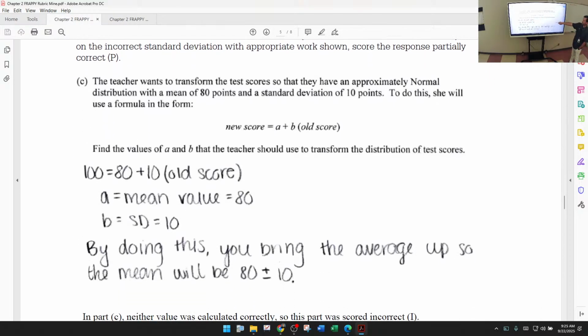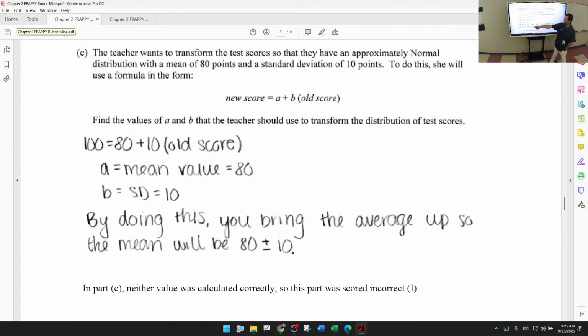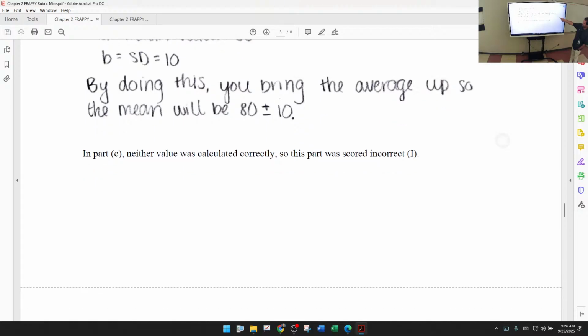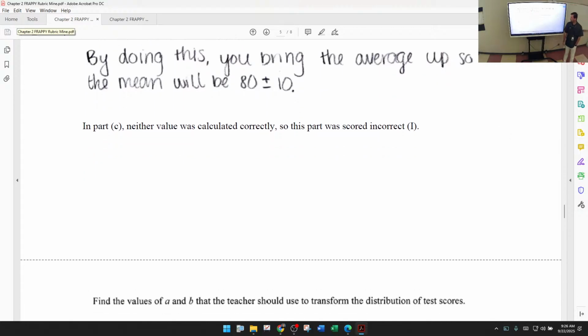So here's what this student said. They said 100 equals 80 plus 10 times the old score. Therefore, the mean value is 80 and the standard deviation is 10. By doing this, you bring the average up, so the mean will be 80 plus or minus 10. In part C, neither value was calculated correctly. This was scored an I.